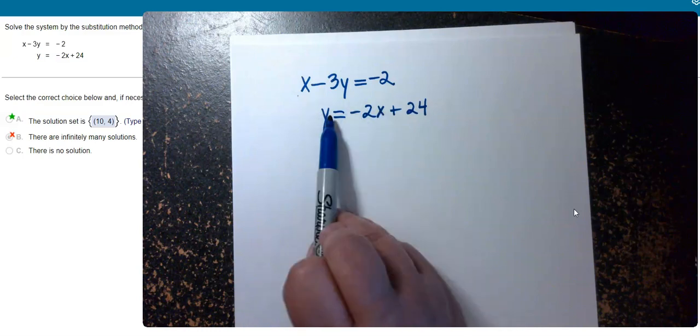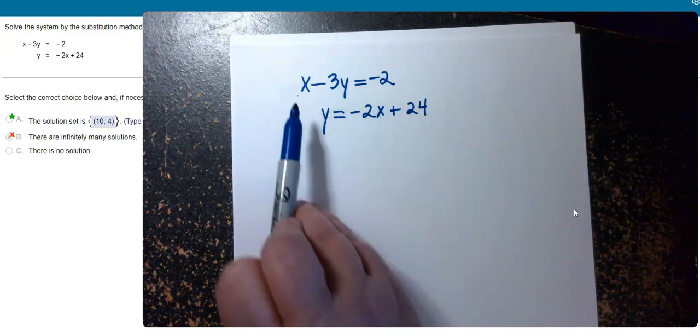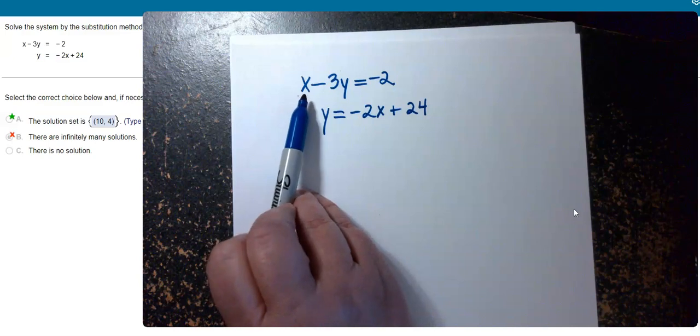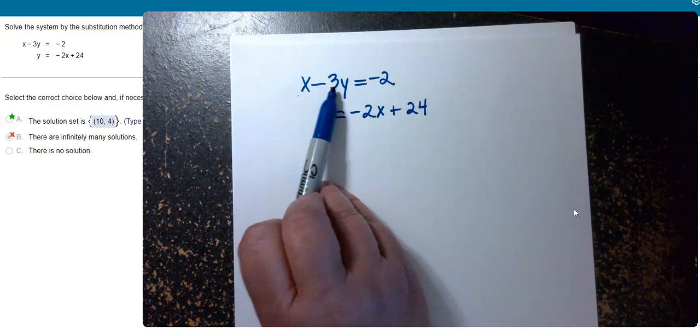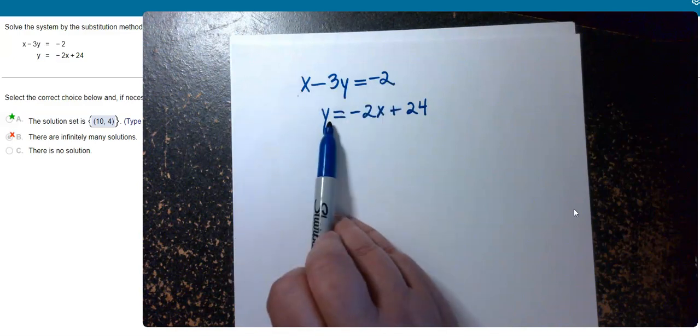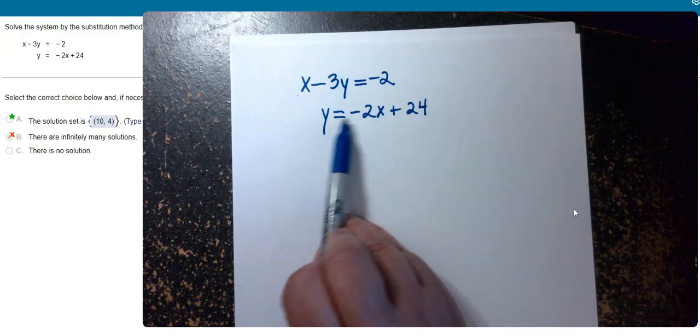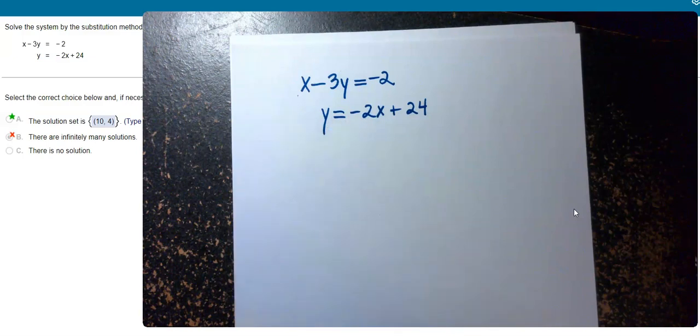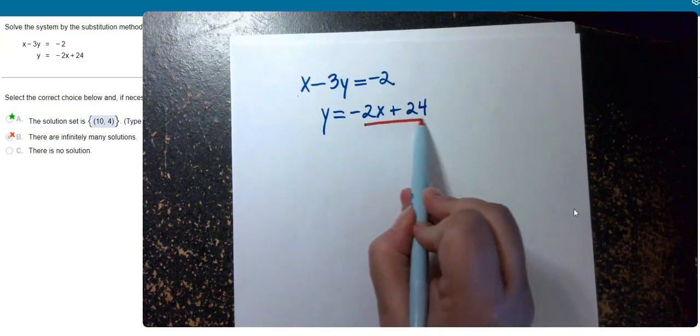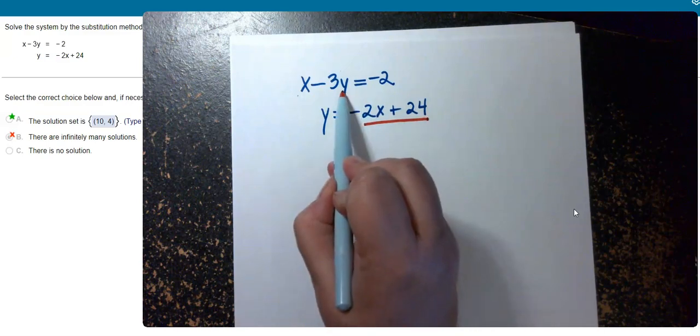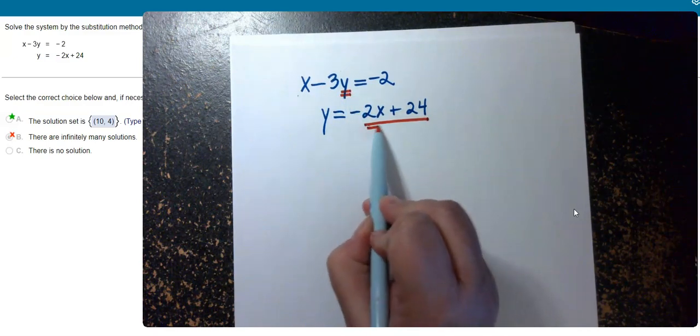So, suppose this had been a much more complicated equation, I would probably go for that x, because I can get that x by itself pretty easily by adding 3y to both sides. But here, I don't even have to do that. I already have one of the variables isolated in one equation. That's step 1 of substitution. Step 2, so this is like prime setup for substitution, is to say, okay, well, if y is equal to all this stuff, then that means in place of y, I can write all this stuff.